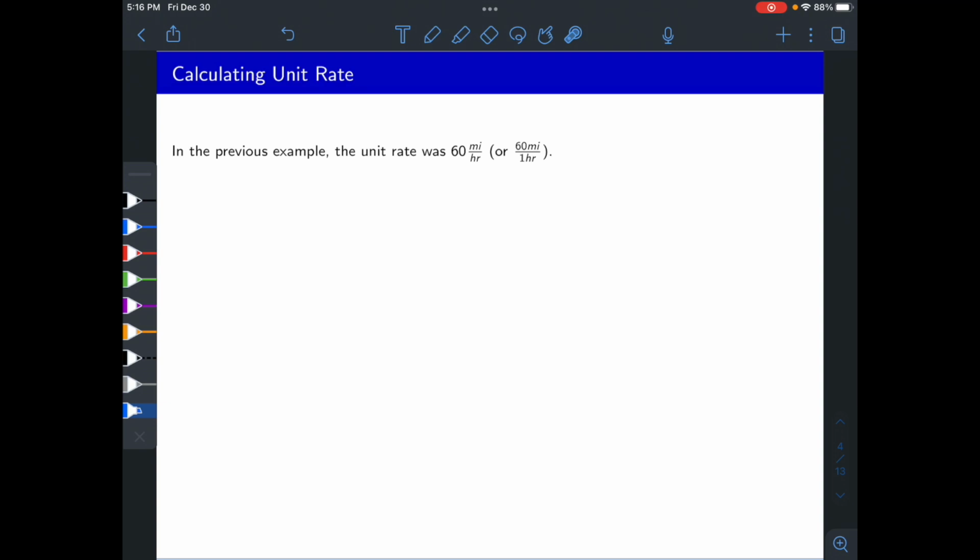Okay, so in the previous example, the unit rate was 60 miles per hour. 60 miles per hour, or 60 miles per 1 hour, is a unit rate because 1 hour is like a unit. So this is like 1 unit of time, basically. So unit rates are really useful for a couple things. In particular, they could be useful for making comparisons between different similar ratios or rates, and they can be useful for other types of problems. So let's see an example of computing a unit rate.